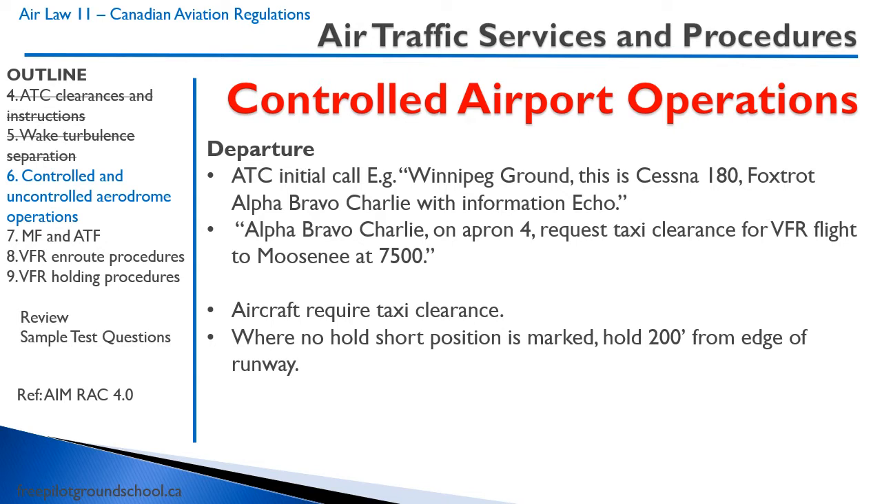The first thing that we do is we start with an initial call. We're going to make a call such as Winnipeg ground, this is Cessna 180, Foxtrot Alpha Bravo Charlie with information Echo. So who we're calling, who we are, and the ATIS information that we talked about earlier in this lesson, which is denoted by a phonetic alphabet identifier.